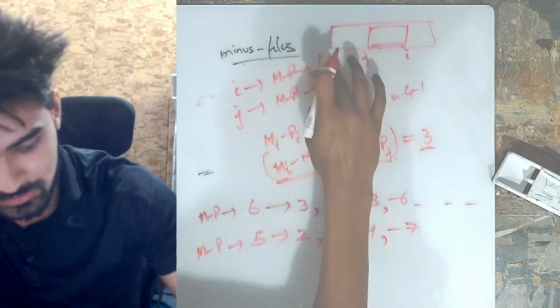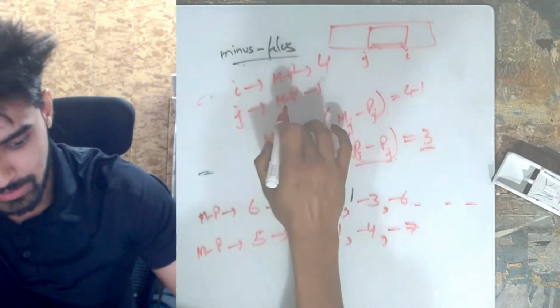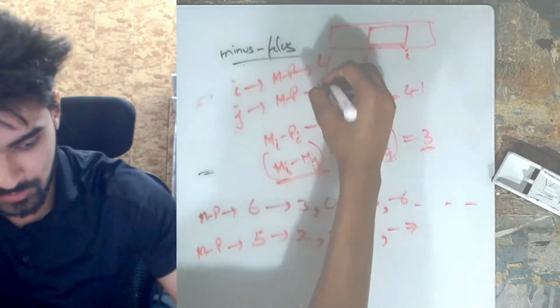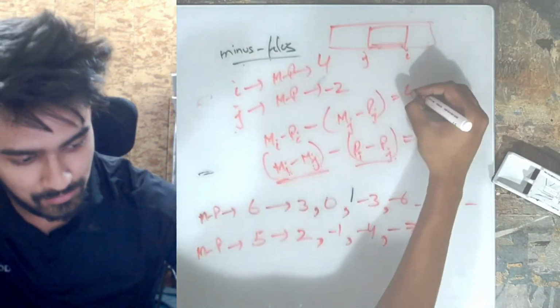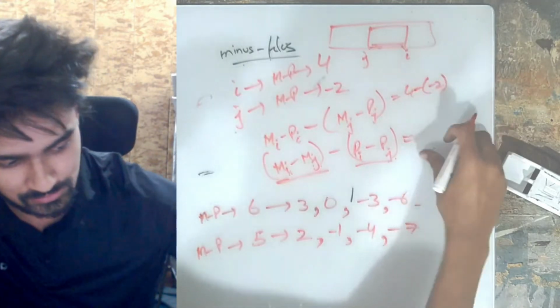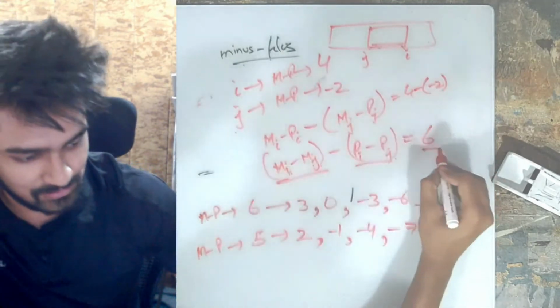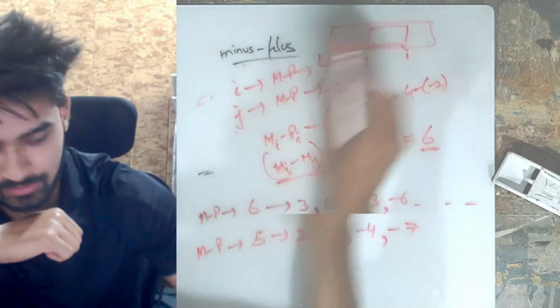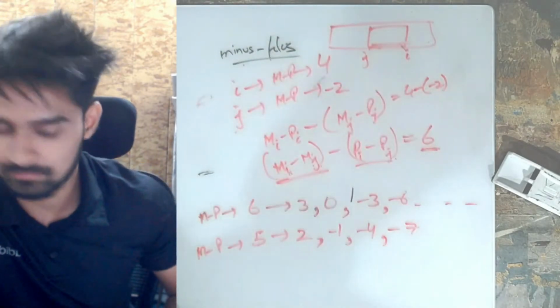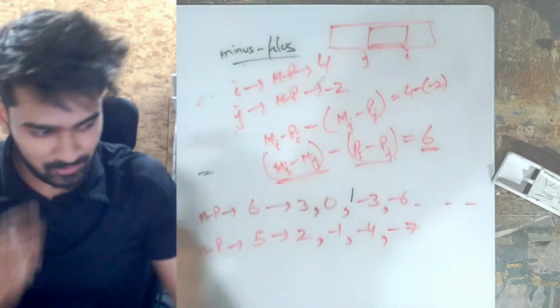Similarly, if m minus p was 1 and let's say m minus p for the jth index was minus 2, then this would have been 1 minus (minus 2), which is 3. Again, since this difference is a multiple of 3, you can say that this string is a valid string. Okay, so that is all you had to do.